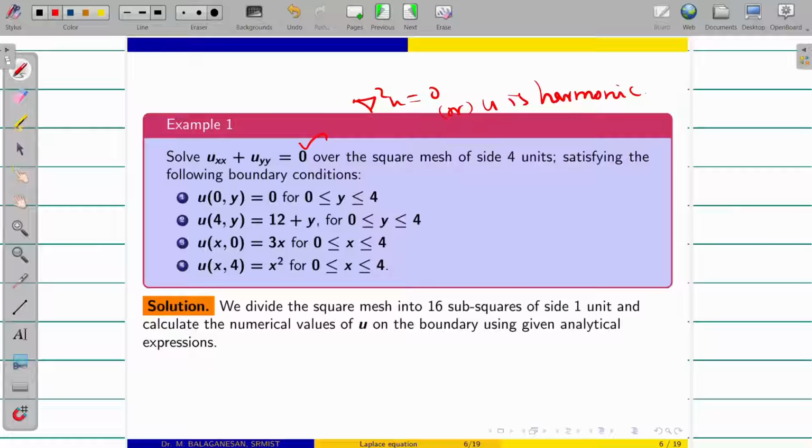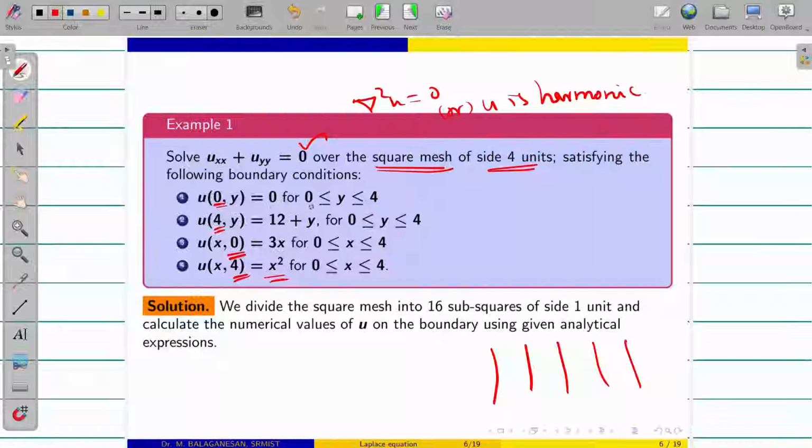Right. So we have to solve this equation over a square mesh with sides of 4 units. 4 units means, along the first line, we have 0, 1, 2, 3, 4. Similarly, in the y-axis also 4 units, satisfying the following boundary conditions. What are the boundary conditions? U value 0 at x equal to 0. U value 12 plus y at x equal to 4. U value 3x at y equal to 0. U value x square at y equal to 4.